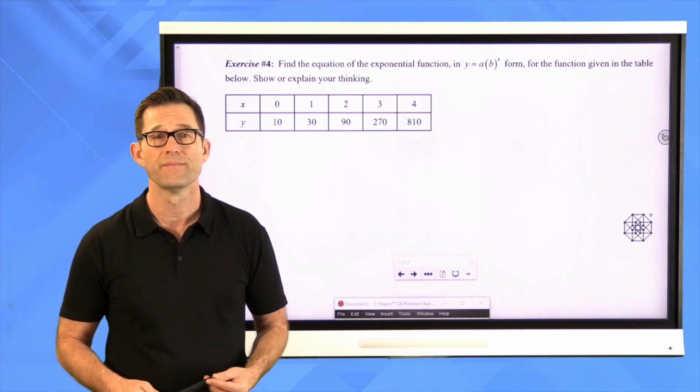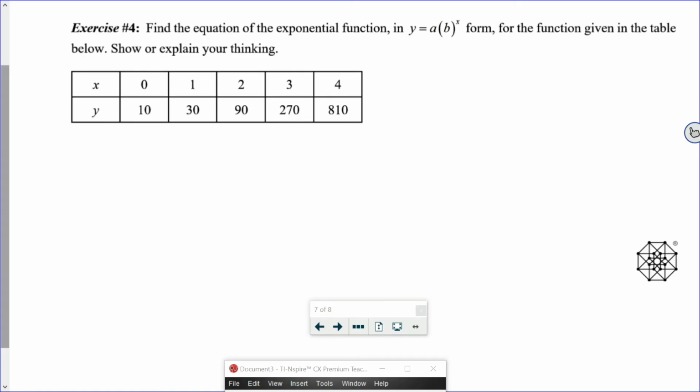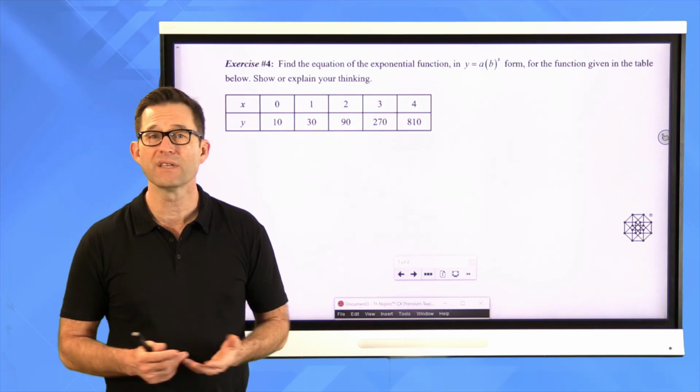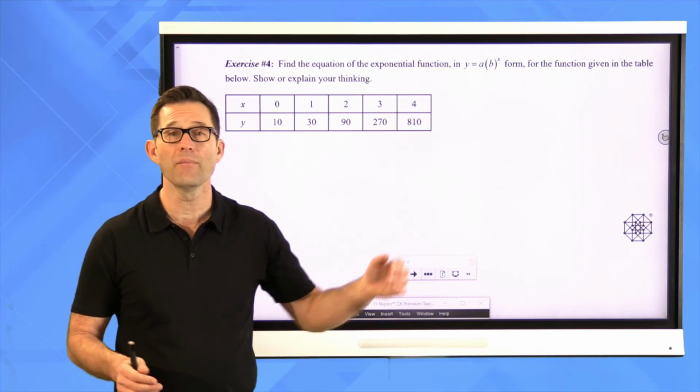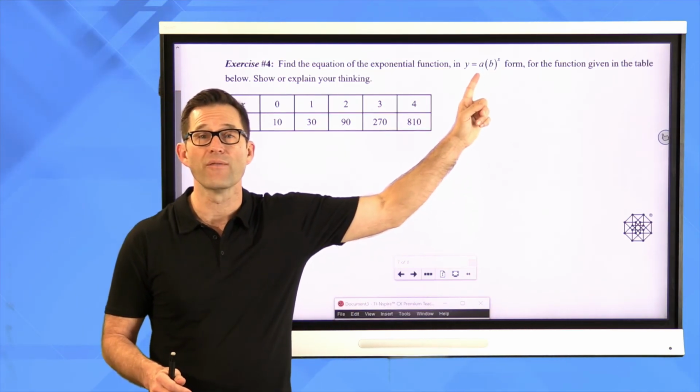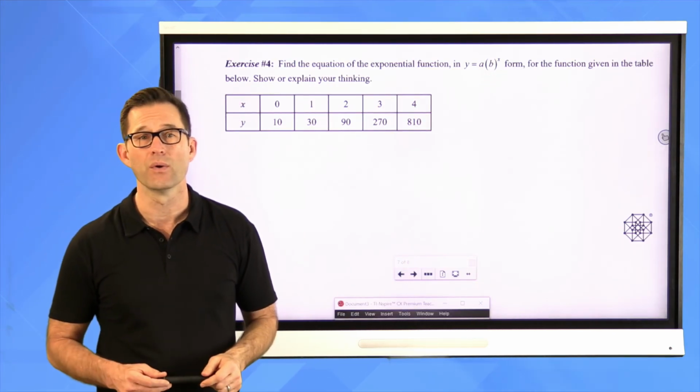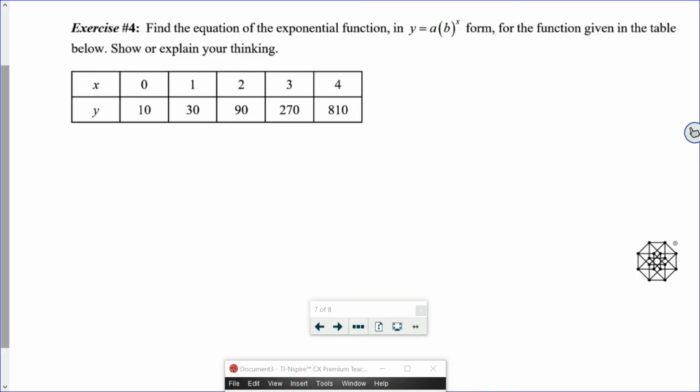Let's take a look. Find the equation of the exponential function in the y equals a times b to the x form for the function given in the table below. Show or explain your thinking. All right, cool. So what I'd like you to do is pause the video now and see if you can figure it out. And again, it's all about just seeing if you can figure out what the value of a is and what the value of b is. Pause the video now and see what you can do.